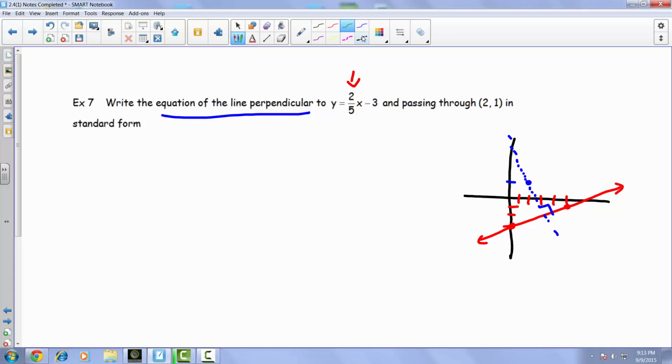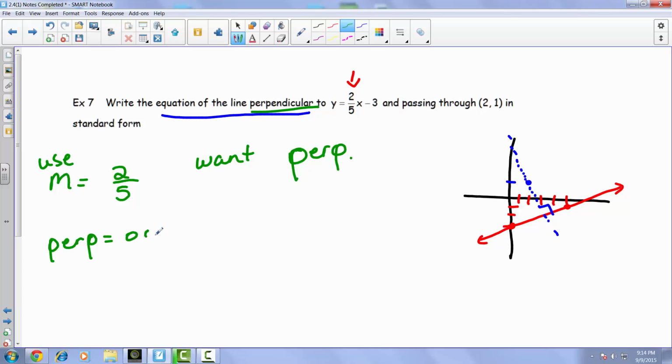Well, using this line, y is equal to 2/5 x minus 3, the only thing that we're going to use from this is the slope. And we're going to try and find the slope that's perpendicular to this slope. So we have m is equal to 2/5. That's what we're going to use, and we want to find the perpendicular of this slope. Now, perpendicular again is opposite reciprocal. Okay, so that's going to come in handy.